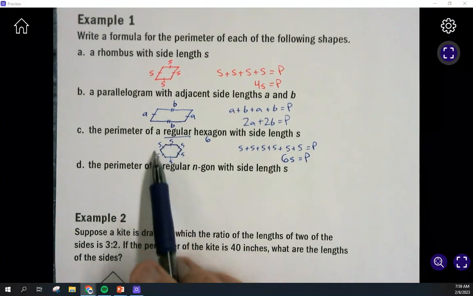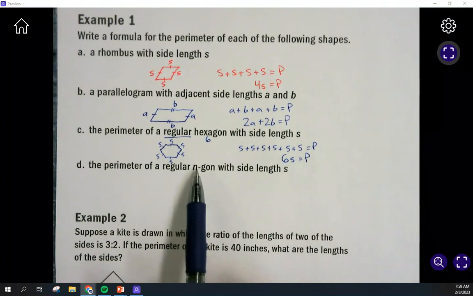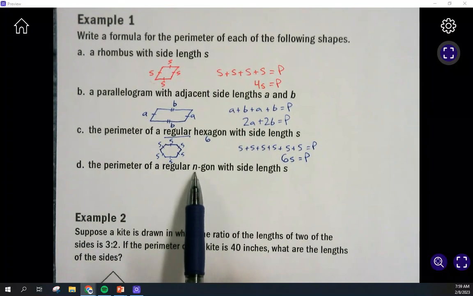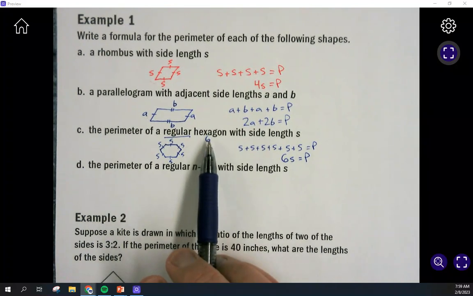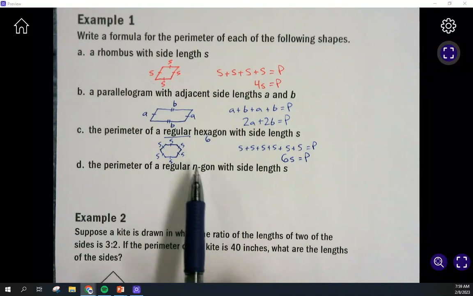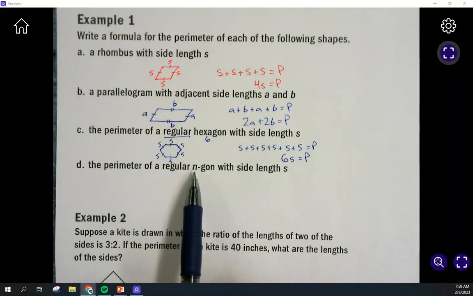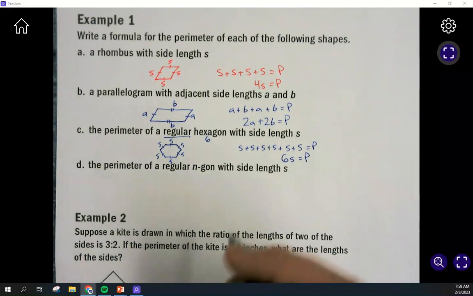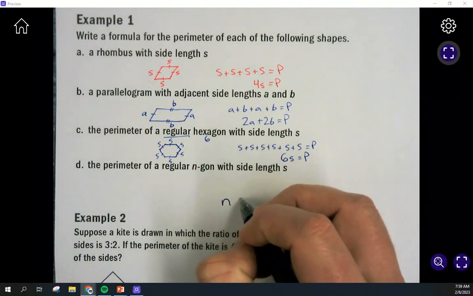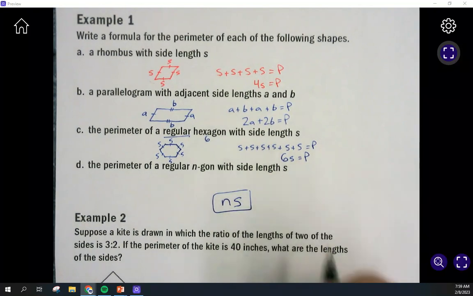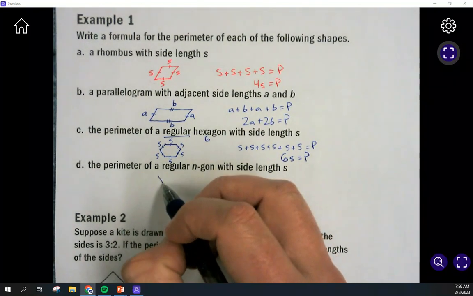If it was a 10-sided shape, it would be 10s. So whatever the number of sides is, which is whatever n represents, so here was 6, you just take that and you multiply it by side length s. So that's why this was 6s. So whatever n is, you just multiply it times s. So it's going to be n times s. And that's the answer.